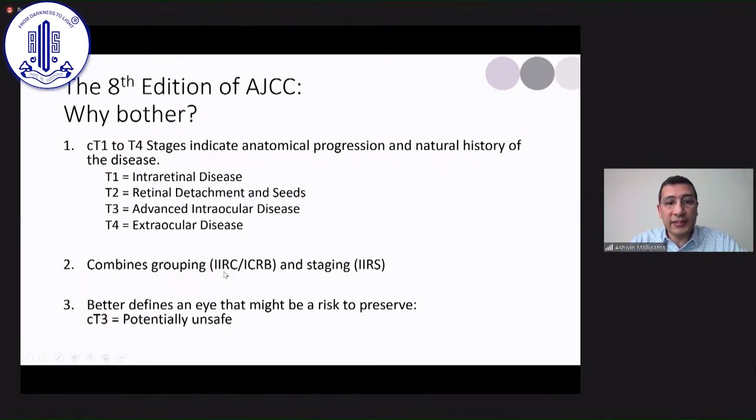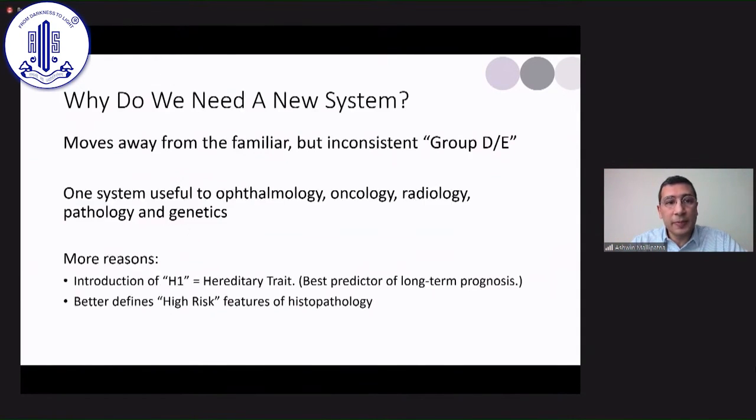This also combines the IRC and ICRB in some way, and the staging of the IIRS as well, which is Dr. Shantada's staging system. And this moves away from the familiar but inconsistent group D or group E that we all talk about. And it's one system that's useful to ophthalmology, oncology, radiology, pathology, and genetics.